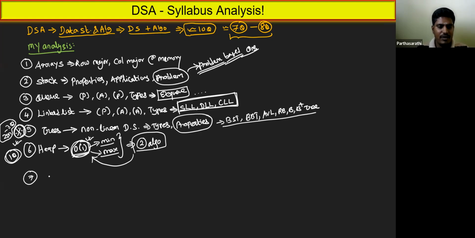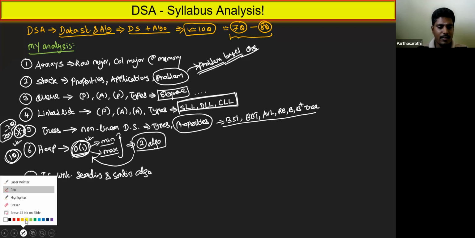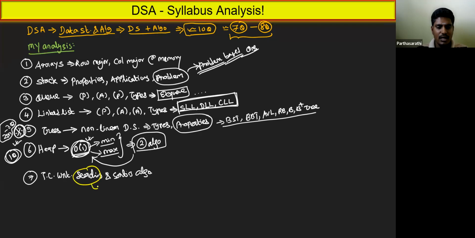And then the seventh topic of interest is time complexity with respect to searching and sorting algorithms. With respect to searching algorithms, predominantly we will be concentrating on two algorithms, that is linear search and binary search. With respect to sorting algorithms, there are different types of sorting, starting from selection sort, shell sort, merge sort, quick sort, tree sort, counting sort, bucket sort, radix sort, etc. There are different types of sorting algorithms.